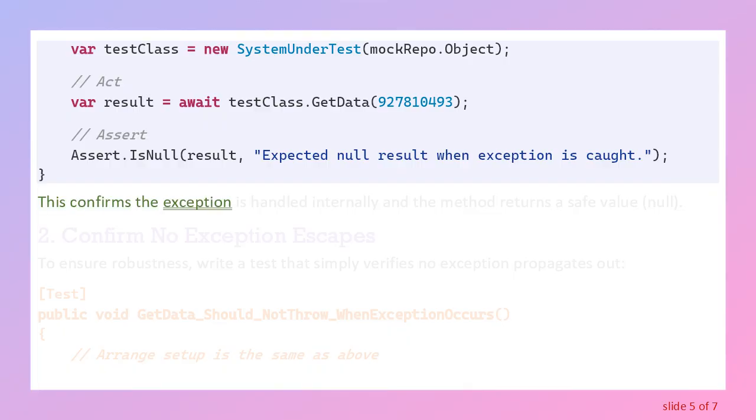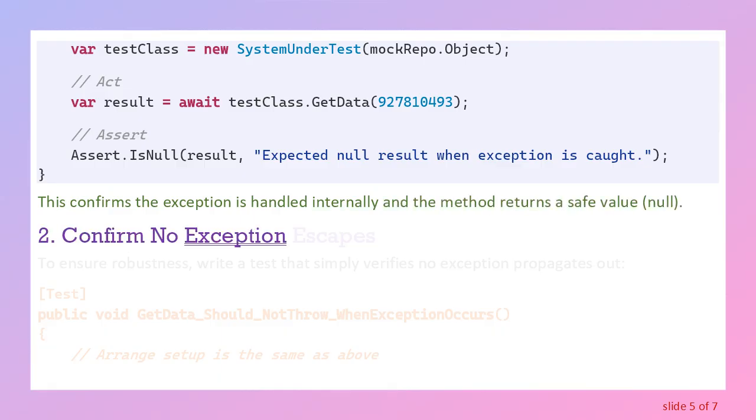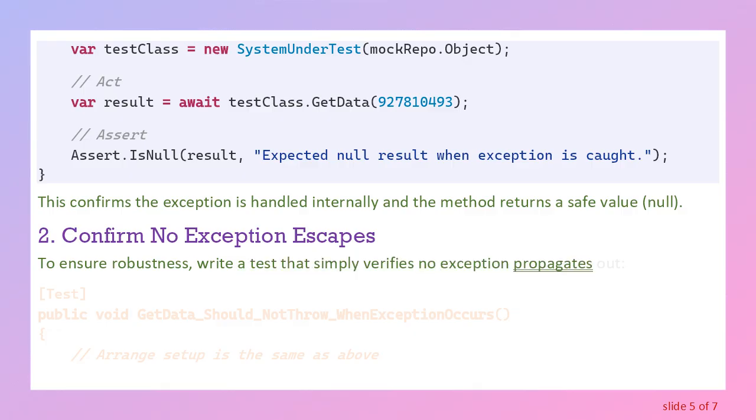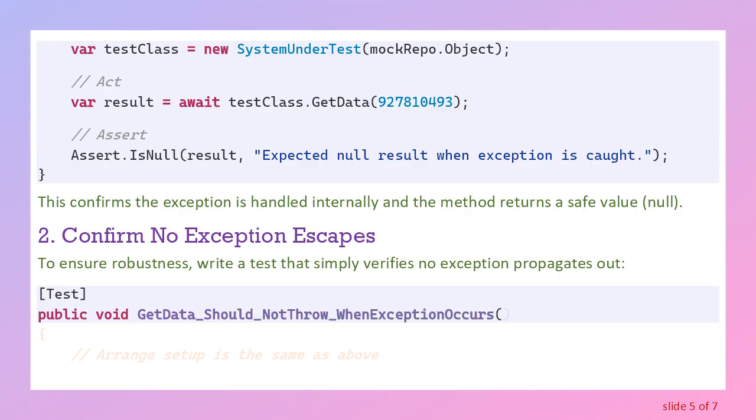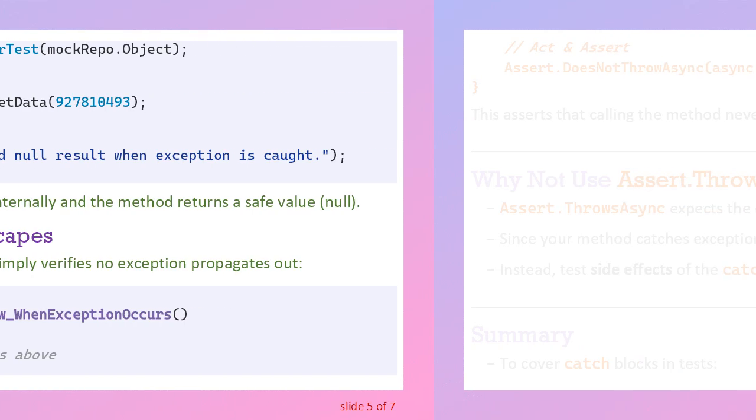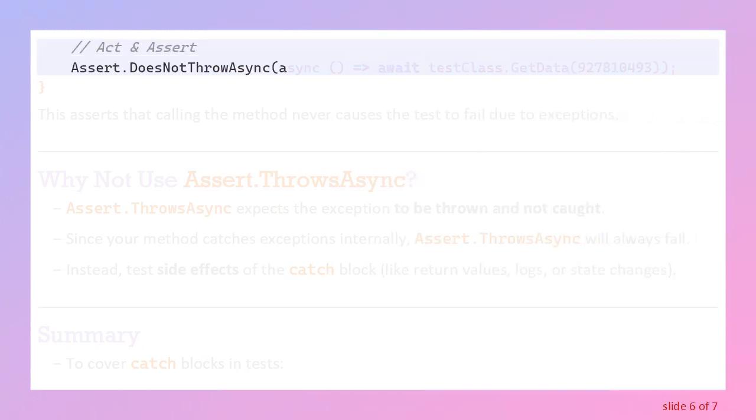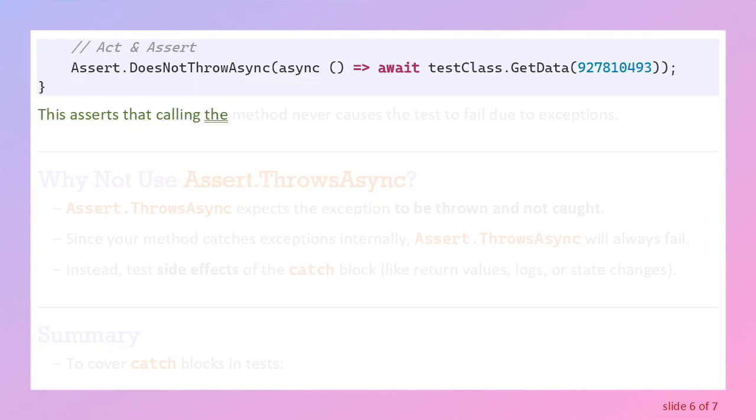This confirms the exception is handled internally and the method returns a safe value, null. 2. Confirm no exception escapes. To ensure robustness, write a test that simply verifies no exception propagates out. This asserts that calling the method never causes the test to fail due to exceptions.